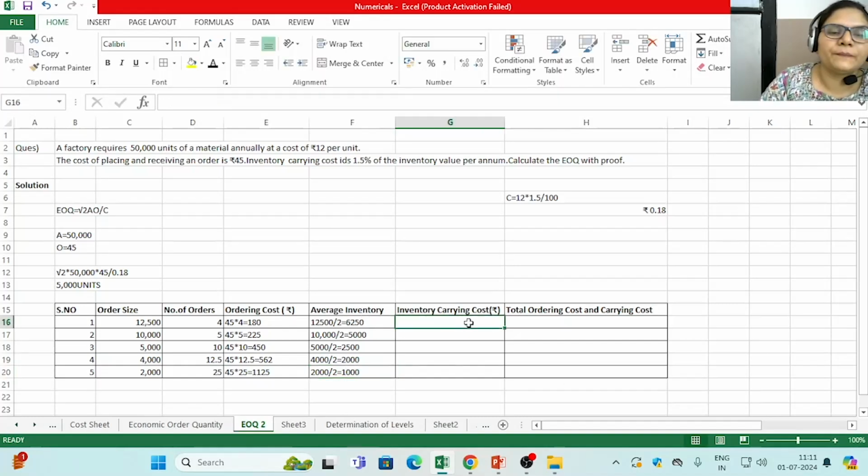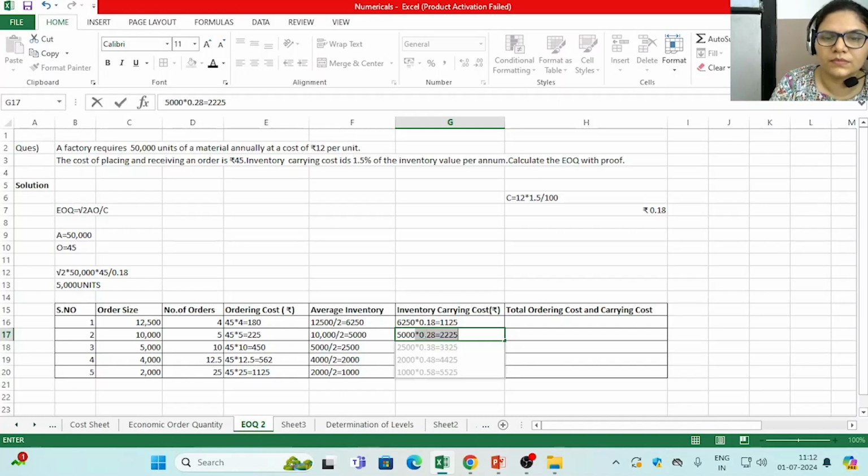Now inventory carrying cost. We know what is average inventory. Inventory carrying cost will be carrying cost which we have calculated multiplied by average inventory. That means 6250 multiplied by 0.18, which will give you the value of 1125. Similarly, 5,000 into 0.18 will give you the value of 900.